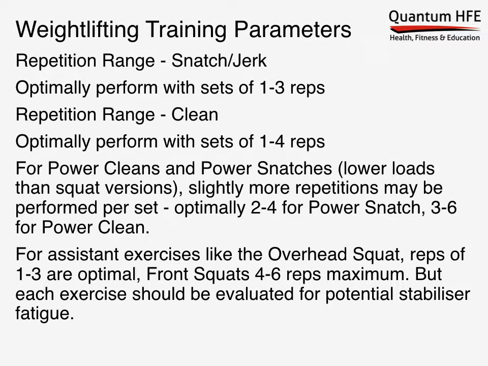Now for power cleans and power snatches, which are usually lower loads than squat cleans or squat snatches, you may well be able to do slightly more repetitions per set. Again, optimally 2 to 4 for a power snatch, 3 to 6 for a power clean. For assistance exercises like the overhead squat, reps of 1 to 3 are optimal, again because you're going to get a lot of fatiguing in some of the stabilizing muscles. The delts, maybe the triceps, definitely the upper traps as well, are going to get fatigued very quickly, so you don't want to do many repetitions per set.